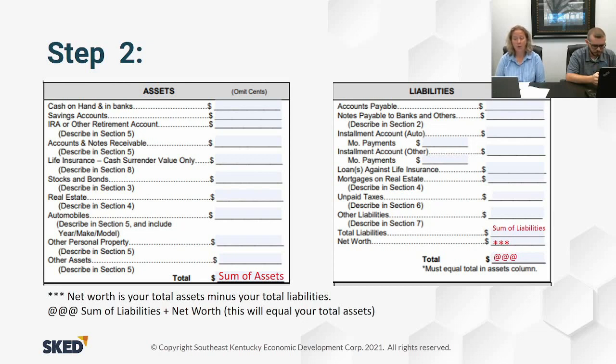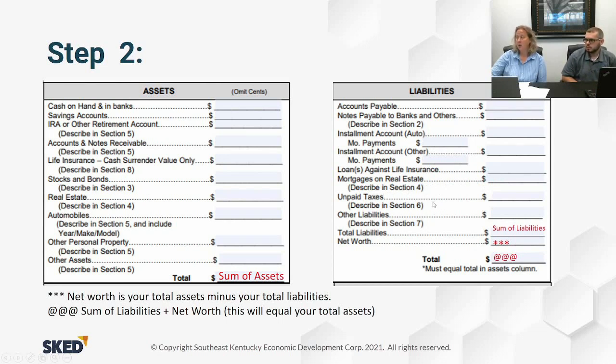Installment loans for your auto, you're going to put the total that you owe on here, but then you're also going to put what your monthly payment is right on this line right here. Okay. You're going to do the same thing for installments on other accounts. This could be credit cards, could be any other type of loan that you have. If you've taken any loans out against your life insurance policy that you have to pay back, you could put that in the next line. Your mortgage on your real estate would go on the following line, and you're going to put more details in Section 4 here in a minute.